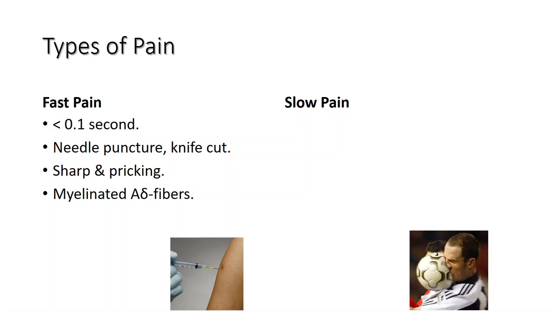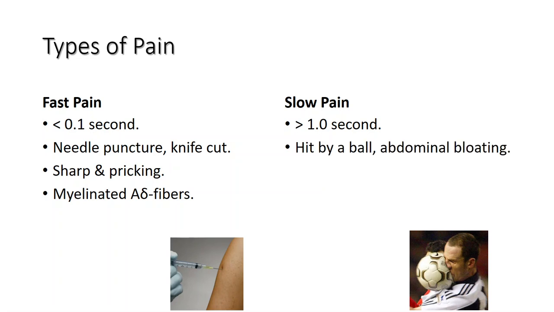The perception of slow pain, by contrast, begins a second or more after a stimulus is applied. It then gradually increases in intensity over a period of several seconds or minutes. The pain felt on the skin after being hit by a tennis ball, or pain felt in the abdomen after eating a heavy meal rich in spices and fats, is slow pain.